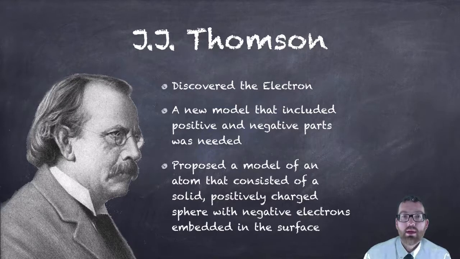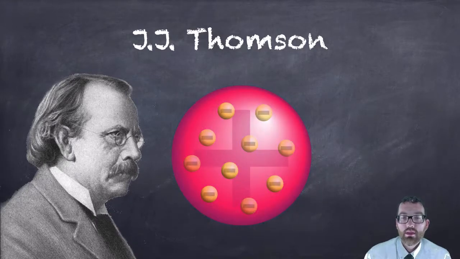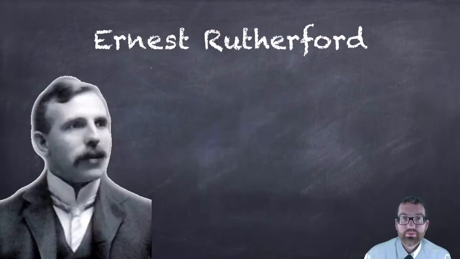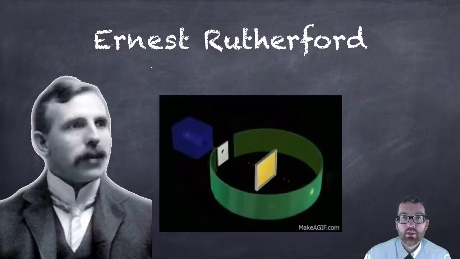So he proposed a model of an atom that consisted of a solid, positively charged sphere with negative electrons embedded in the surface. Remember, we called it the plum pudding model. And this is what it looked like. So picture a sphere. The middle part, the pudding part, is positively charged, and those negative electrons were just scattered throughout. Then came Ernest Rutherford with his famous gold foil experiment.